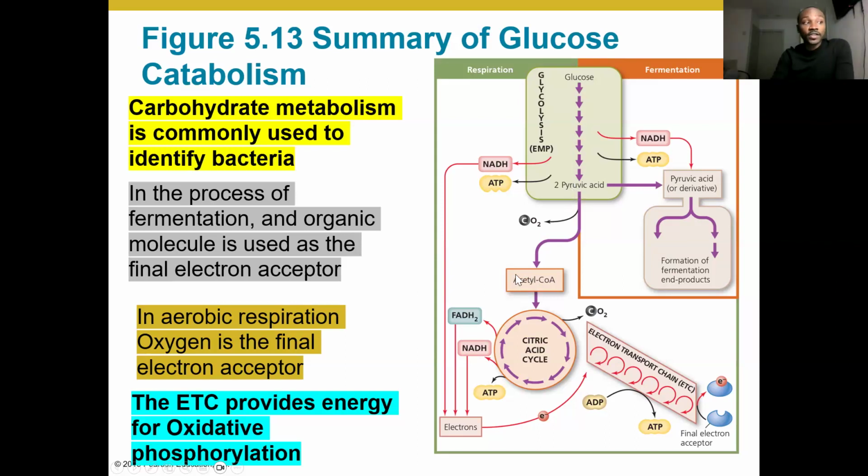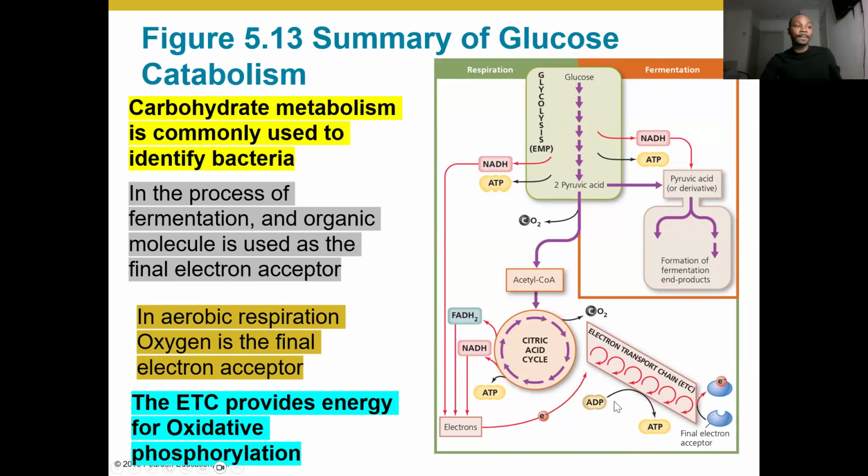Pyruvic acid then gets converted to acetyl-CoA. It's the acetyl-CoA that then gets siphoned into the citric acid cycle to make the NADH and the FADH2. FADH2 and NADH have these electrons. They drop off their electrons, as you can see right here, to the electron transport chain. And it's the electron transport chain that provides the energy for oxidative phosphorylation. That oxidative phosphorylation is where we're cranking that ATP synthase molecule, and we're phosphorylating ADP to make ATP.